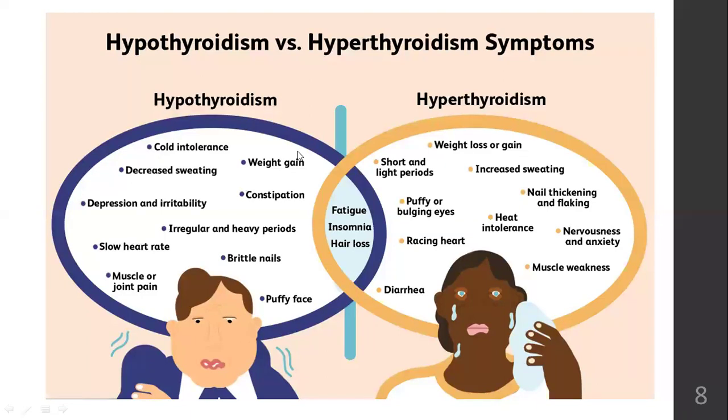Muscle weakness, diarrhea. Why muscle weakness? Because too much thyroid hormone is breaking down your own muscle protein. Okay, so your muscles will become weaker and weaker day by day. And here in hyperthyroidism, you suffer from a lot of diarrheal issues. In hypothyroidism, you suffer from constipation. Okay, what is a common symptom in both these conditions?